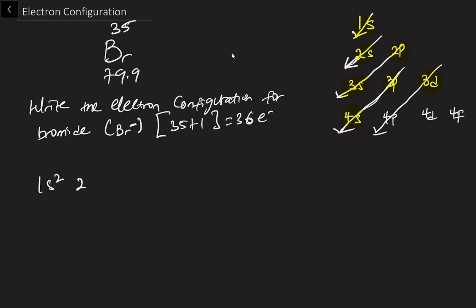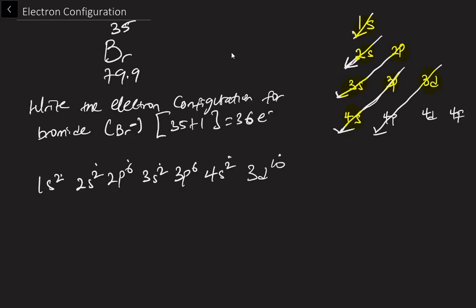1s2, 2s2, 2p6, 3s2, 3p6, 4s2. Of course, after 4s is 3d, 3d10. Let's check how many we have so far. 2, 4, 10, 12, 18, 20, 30. So we need how many more? 6 more, because we're writing for bromide, not for bromine.